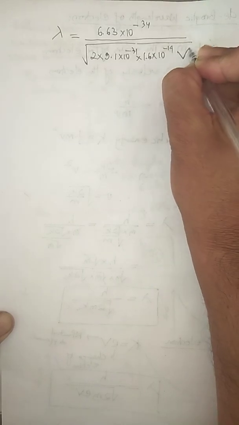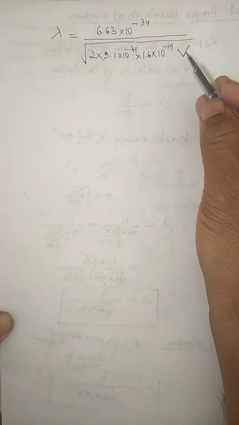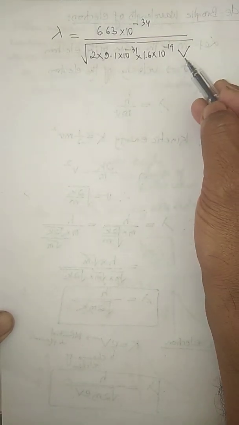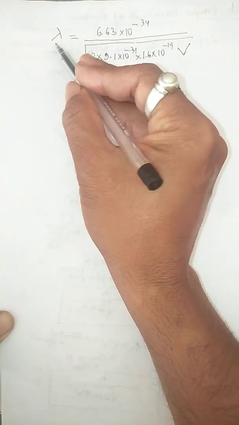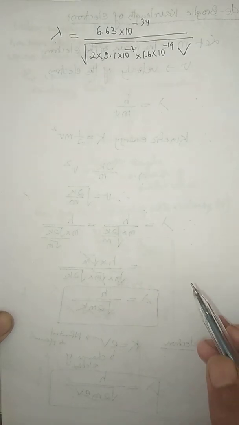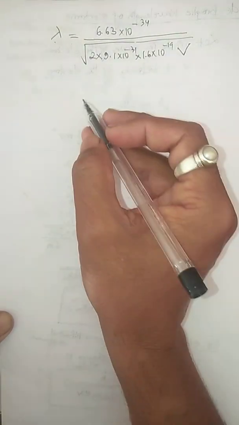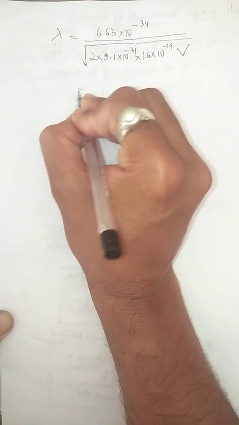With V, I write V only, because this potential can change. It can be any value. Okay, that's why it's not a particular fixed value. That's why we can measure this wavelength in terms of potential. So for simplifying this expression, let me just do the simplification.